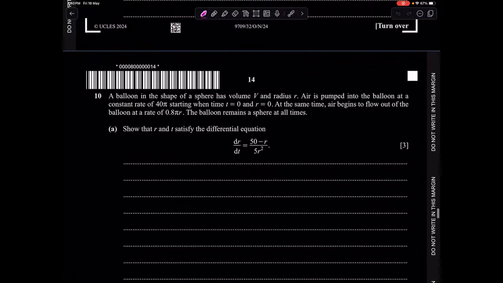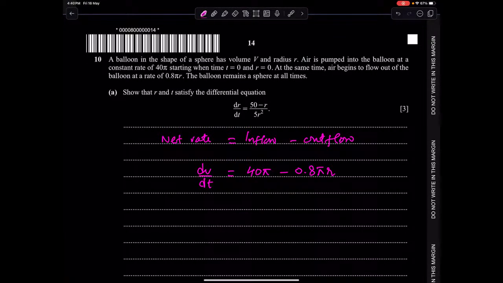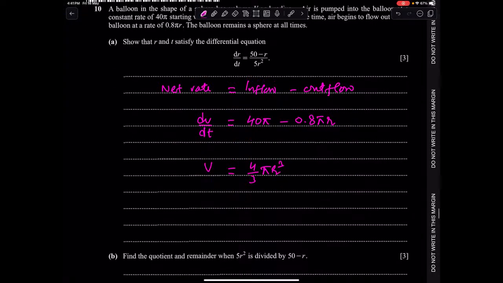So, in order to prove this differential equation, we first need to write the given information. Net rate of volume is inflow rate minus outflow rate. So net rate dV upon dt, inflow is 40 pi whereas outflow is 0.8 pi r. Now this is dV upon dt. Now write the formula of volume of a sphere, it's 4/3 pi r cube. Differentiate it.